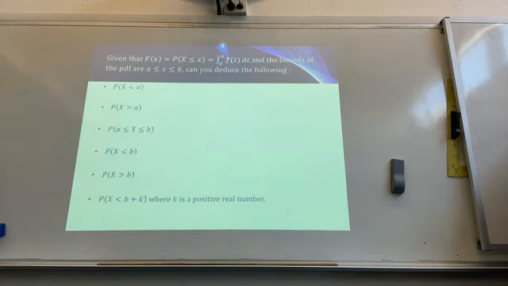All right. Now, let's have a look at something like this. So given that a function, the CDF, capital F of x, the probability of X less than or equal to x, is integrating from a to x, f of t dt, and the bounds of the PDF are a and b. Can you deduce the following? What is the probability of x less than a? 0. All right. Very good.